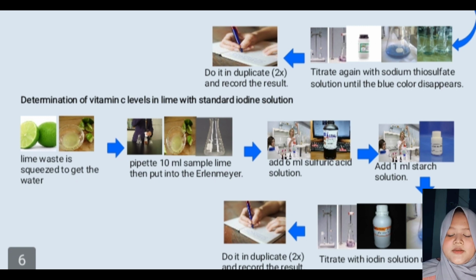3. Determination of vitamin C level in lime with standard iodine solution. Wash the lime and squeeze to get the water. Pipette 10 ml sample lime, then put into the iodometer. Add 6 ml sulfuric acid solution. Add 1 ml starch solution. Titrate with iodine solution until blue. Do it in duplicate and record the result.